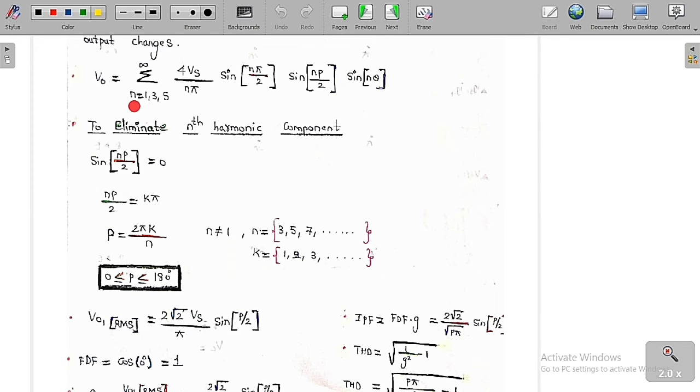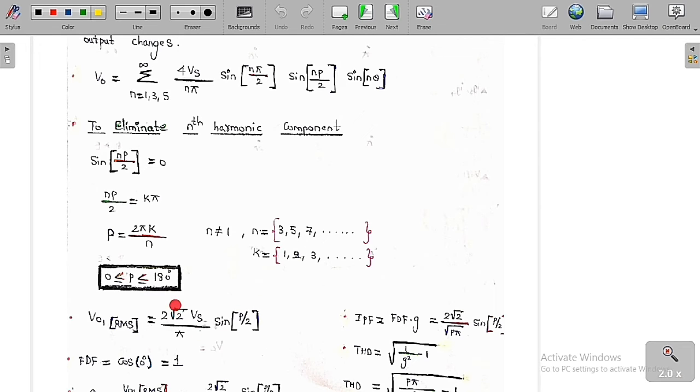So V0 of t is equal to sigma n equal to 1, 3, 5 up to infinity of 4 Vs by n pi into sin n pi by 2 into sin np by 2 into sin n omega t. If you want to find the RMS value of the fundamental output voltage, substitute n is equal to 1, so we get 4 Vs by pi into sin pi by 2, which is 1, into sin p by 2. Then divide by root 2, and we get finally 2 root 2 Vs by pi into sin p by 2.